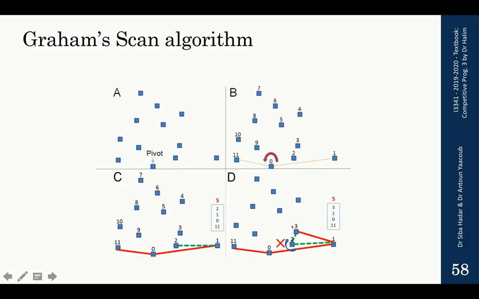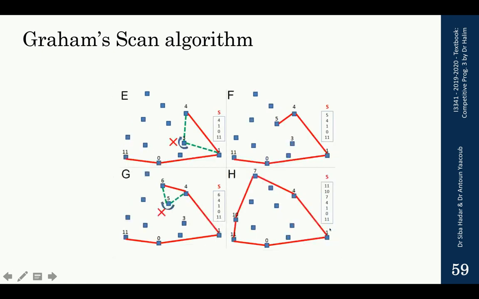Suppose 0, 1, 3, after removing 2 from the stack, was not going to be counterclockwise, you have to remove 1 also and then check again 0, 3. So in this case, 0, 1, 3 was counterclockwise and we added 3, but again, when we arrived to 4, we discovered then 1, 3, 4 will be clockwise, and before adding 4, we were obliged to remove 3. And then we had 0, 1, 4. Is 0, 1, 4 going to be counterclockwise? Yes, so we add 4.